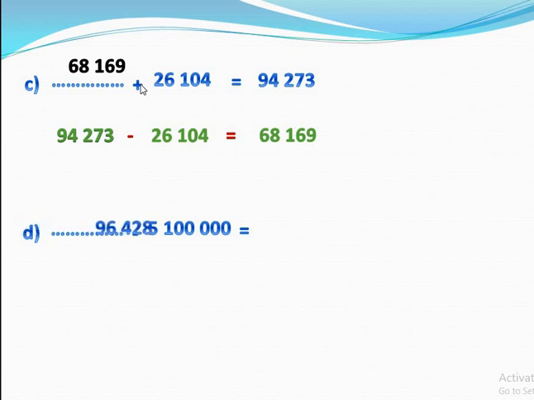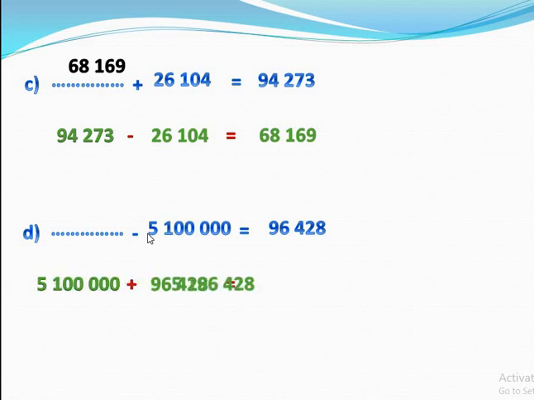Letter D, space minus 5,100,000 equals 96,428. So two near numbers. So we are going to change the sign. If we change the minus, it will be plus. So 5,100,000 plus 96,428 will be 5,196,428. Thank you.